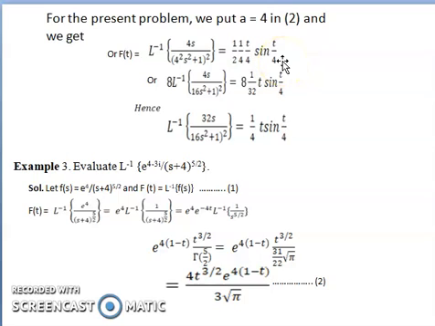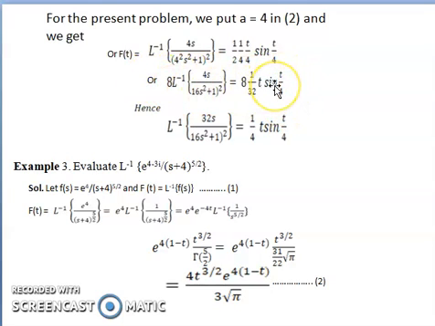What we have done here is put the value of a equal to 4, and after simplification it becomes 8 here. After cross multiplication, 8 times L inverse of 4s divided by (16s square plus 1) whole square equals 8 times 1 by 32 t sine t by 4.